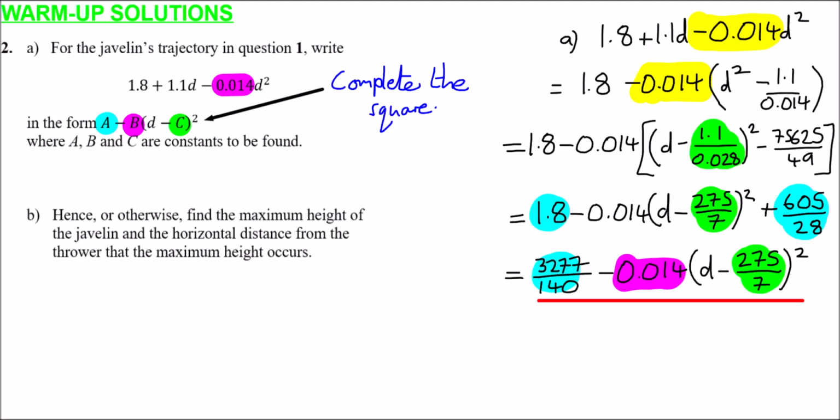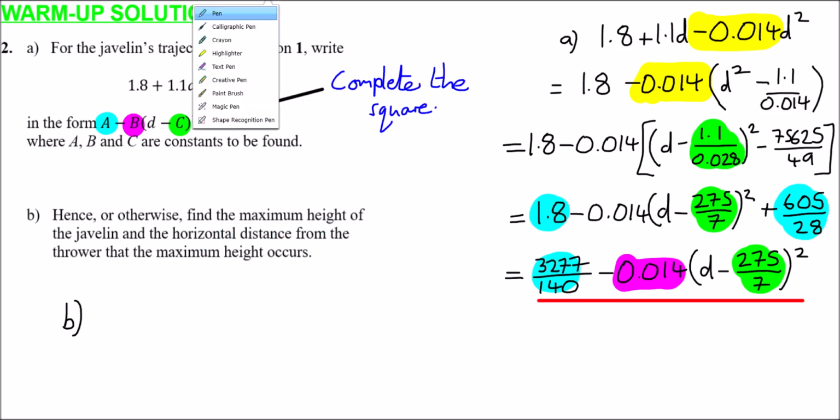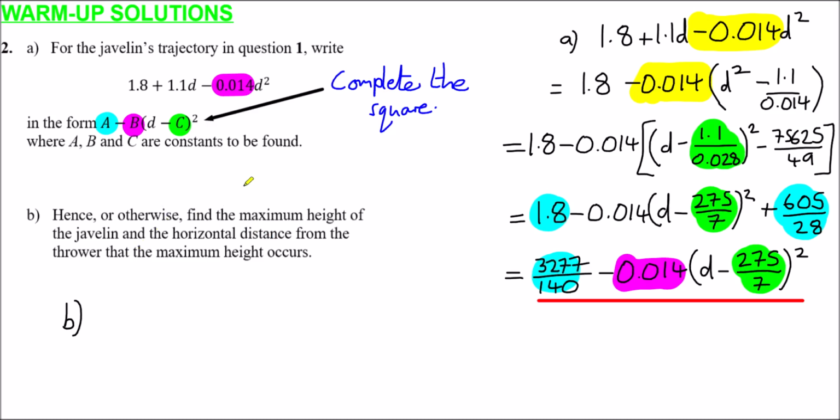Anyway, part B now. It now asks us to find the maximum height of a javelin and the horizontal distance from the thrower that the maximum height occurs. By completing the square, we are essentially just looking at the turning point to tell us this. So the maximum height of a javelin will just be this constant term here. So the maximum height is 3277 over 140, which we can write in a more straightforward way in a moment. And the horizontal distance from the javelin thrower where the maximum occurs, that's just going to be this C number here.